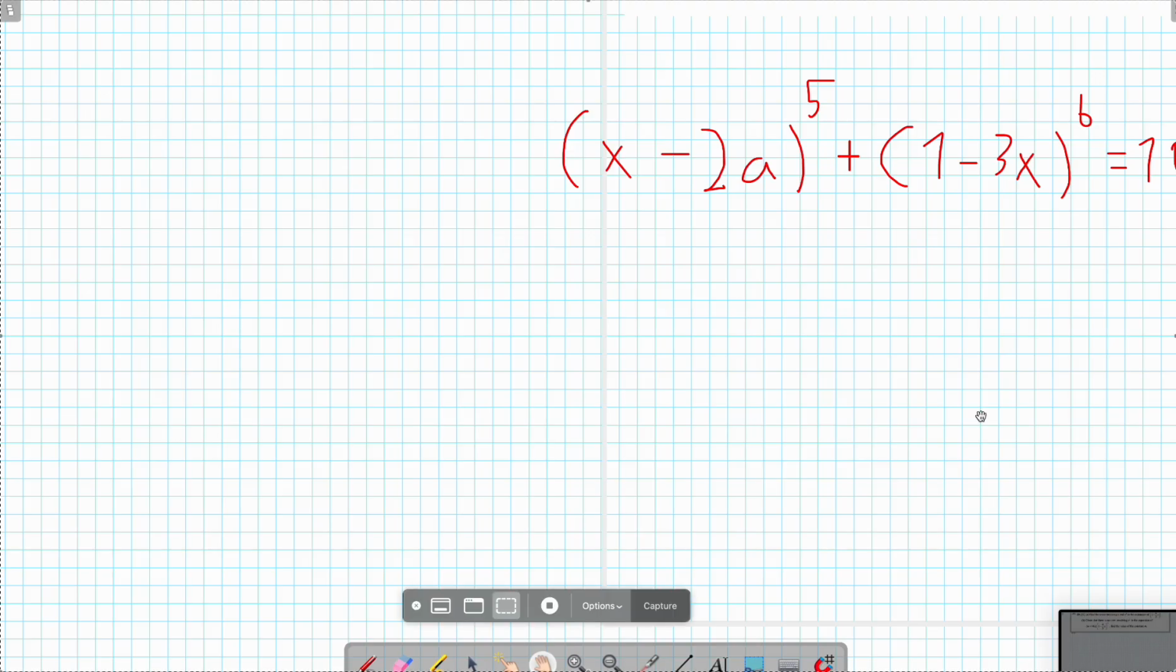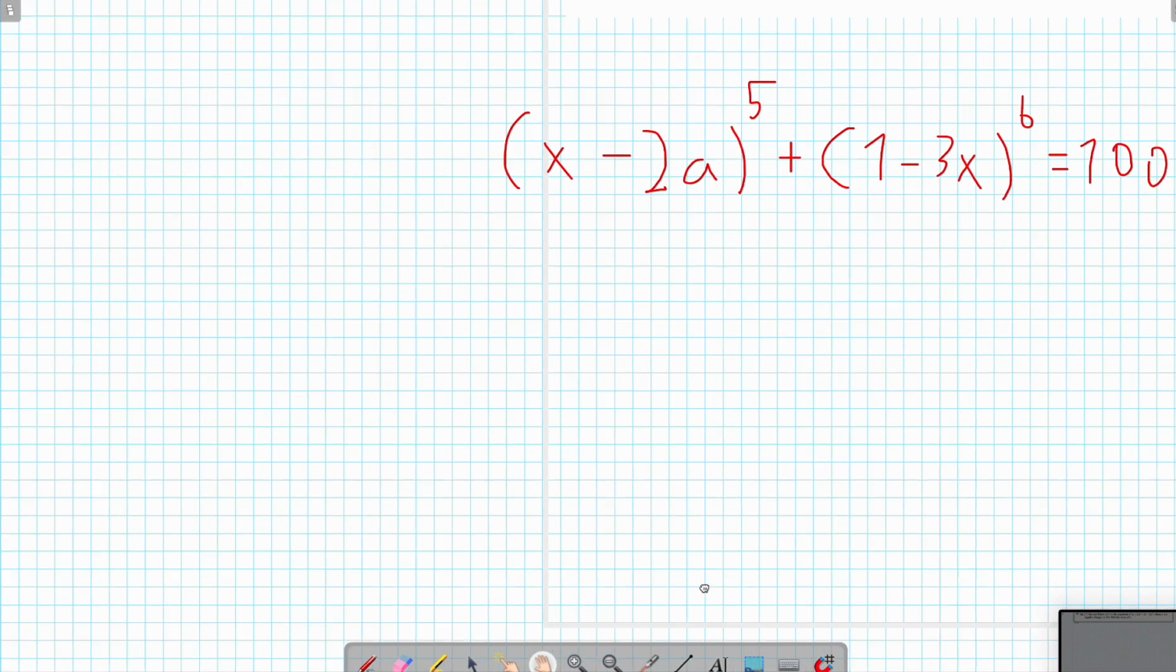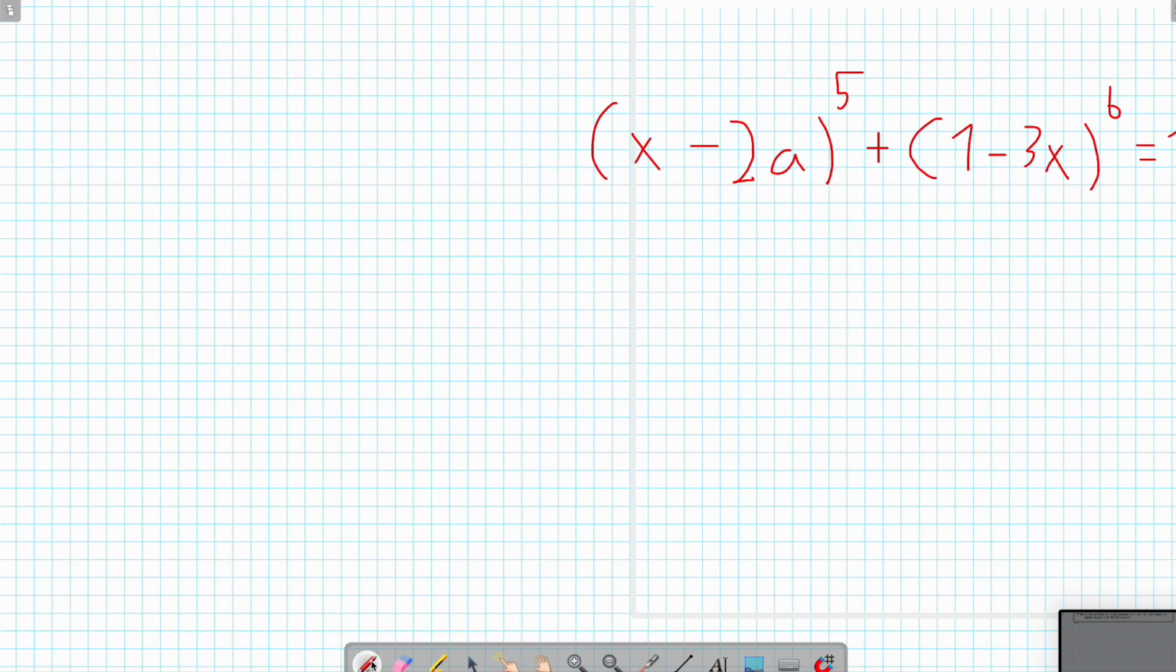How am I gonna solve this? They said they want it to be 100x cubed, which means that they just want the power of x here to be 3. Since x is to the power of n minus k, n minus k is equal to 3, right? We have n is 5, so 5 minus k is 3, so k is 2.